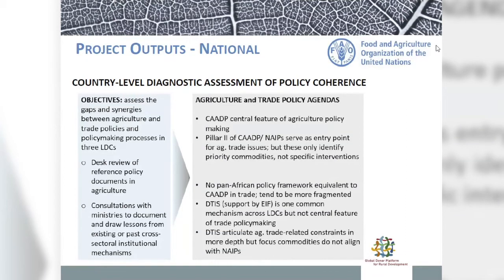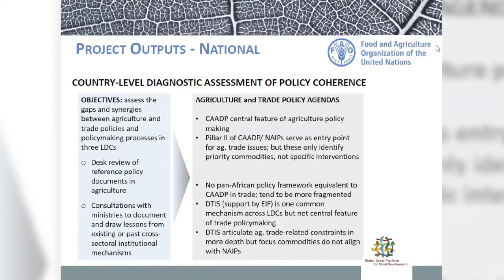Now, when we got into the priorities, when we tried to assess what are the types of issues identified by the national agricultural investment plans on trade, we found that there were some limitations, in the sense that they would only go so far as identifying priority commodities, but not getting into the specific issues, the specific interventions that are needed to address those priorities.